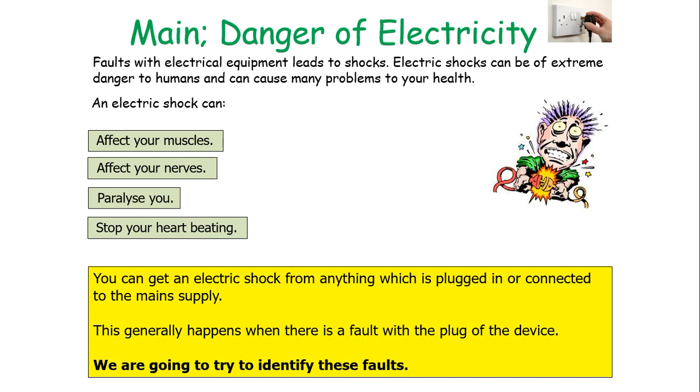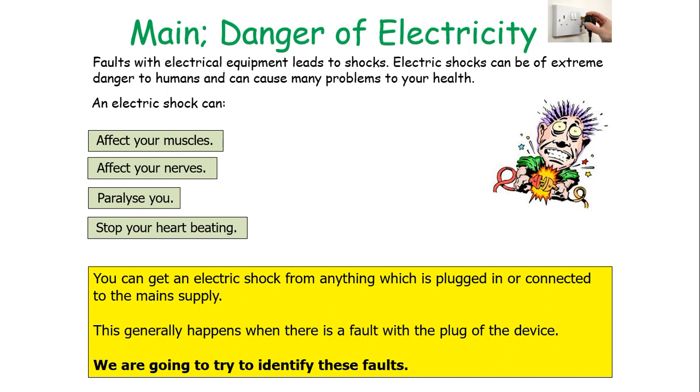Finally, an electrical shock can cause a lot of damage to you as a human. It can affect your muscles, it can affect your nervous system, it can cause you to be paralyzed, and in worst case scenarios, it can stop your heart beating, which could lead to death. You can get an electrical shock from anything plugged into or connected to the mains, generally when there's a fault with the plug of the device.